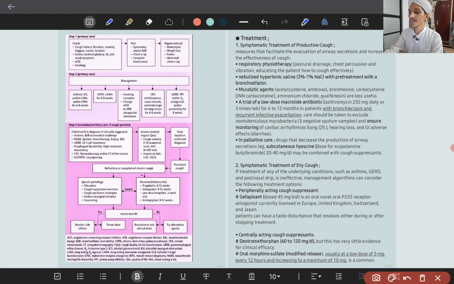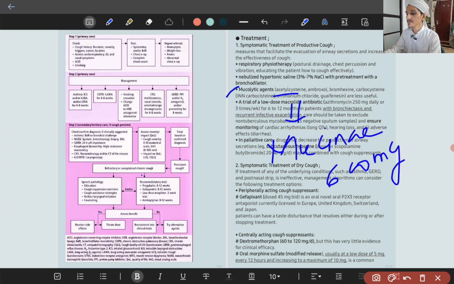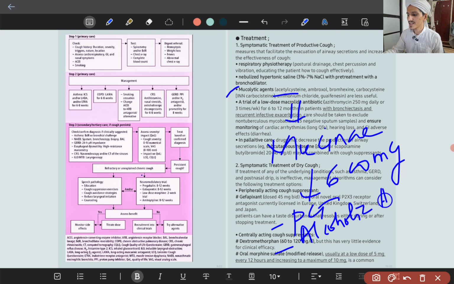Other agents are mucolytic agents like acetylcysteine, available as Mucinex brand name outside. Mucinex 600 mg once daily effervescent tablet. And this is also used in paracetamol poisoning, and also used in alcoholic hepatitis. Remember this additional information. So Mucinex is also used.